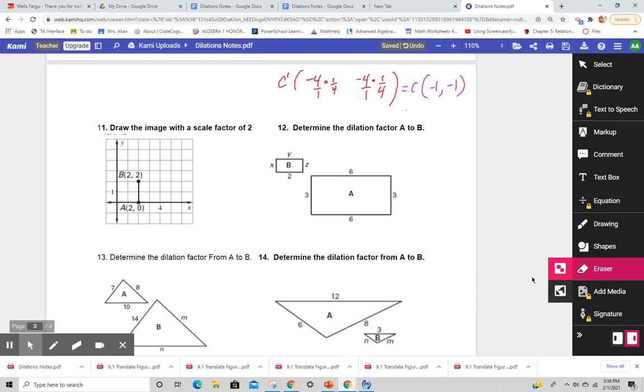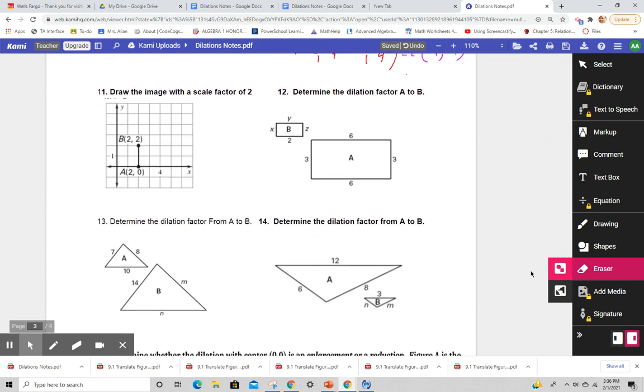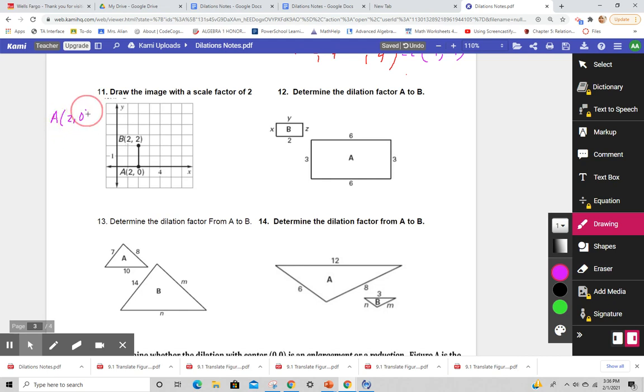All right, so look at number 11. Draw the image with a scale factor of 2. So first of all, let's find the vertices of this image. A is located at (2, 0), and B is located at (2, 2). Okay, so then A prime, we multiply each x and y by 2. 2 times 2 is 4, and 2 times 0 is 0. Let's find B prime. 2 times 2 is 4, and 2 times 2 is 4.